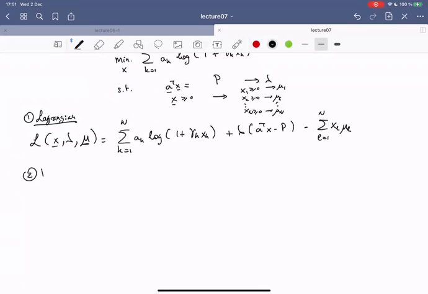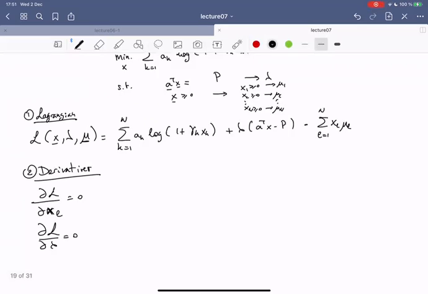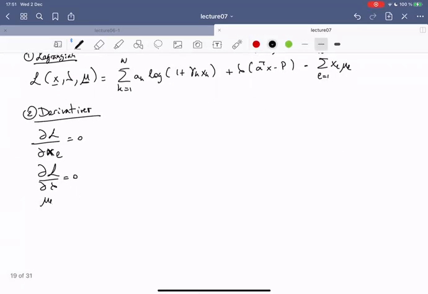Then we take the derivatives. The Lagrangian with respect to x, and then we do this with respect to each x_l. Let's set it to 0. The Lagrangian with respect to lambda is equal to 0. Each mu_l is greater or equal than 0. Each x_l is greater or equal than 0. And mu_l times x_l is equal to 0.